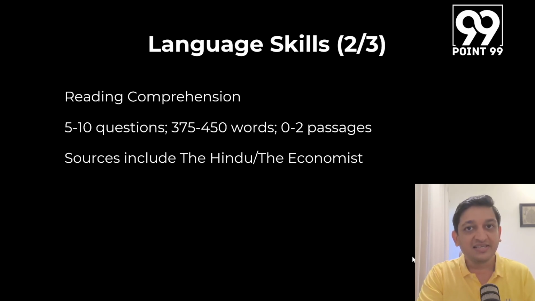Now, this is something that has been mentioned in the official guide for the NMAT, and that's why we have mentioned this source, the Hindu and the Economist. So publications like the Hindu and the Economist are referred to when they are setting the reading comprehension passages.